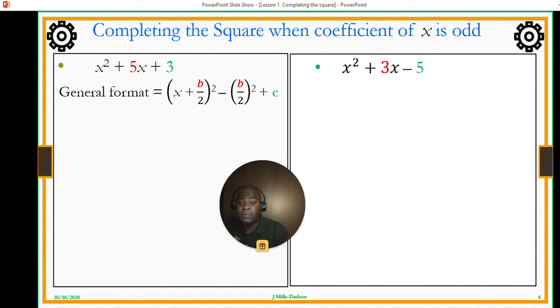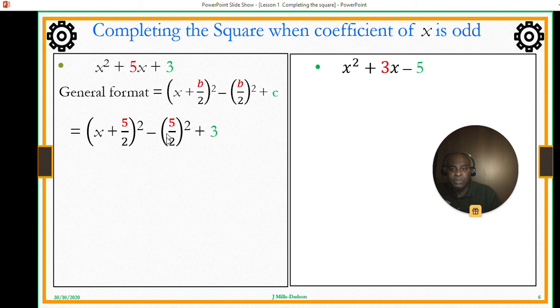recall the formula. It's x plus b over 2 all squared minus b over 2 squared plus c. B is 5. 5 divided by 2 is a fraction. 5 divided by 2. Slot that into the formula. That's what you have. Next step, compute 5 over 2 squared. 5 squared is 25. 2 squared is 4. So we have x plus 5 over 2 all squared minus 25 over 4 plus 3. We now need to compute negative 25 over 4 plus 3.